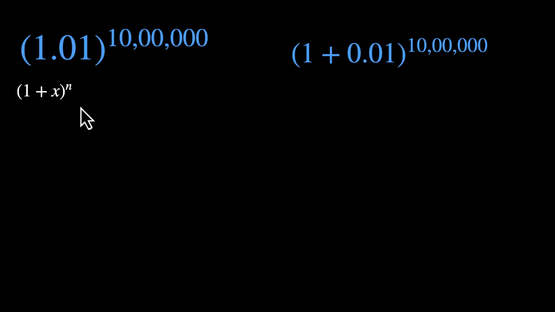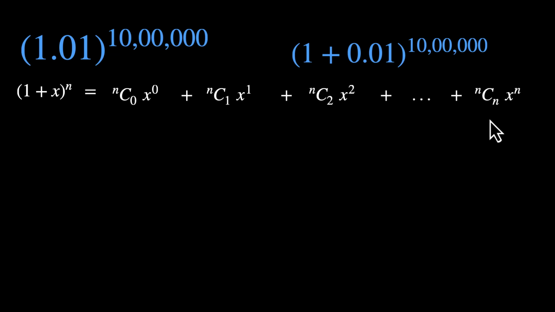(1 plus x) to the power n is equal to nC0 x to the power 0 plus nC1 x to the power 1 plus nC2 x to the power 2 plus so on till nCn x to the power n. The coefficients are nC0, nC1 and so on, and they have increasing powers of x: power 0, power 1, power 2 and so on. So how are we going to use this to find 1.01 to the power 10 lakh?